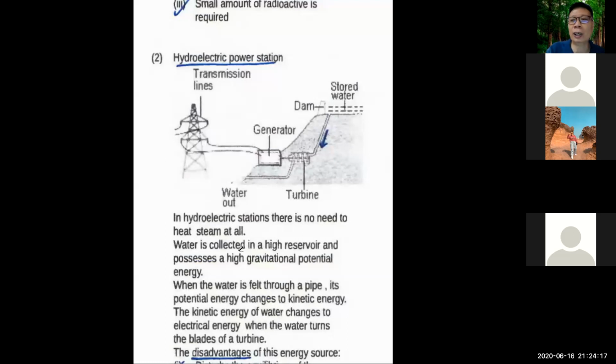Okay, so it destroys the jungle, kills the animals, and even people staying in the kampung also have to shift.